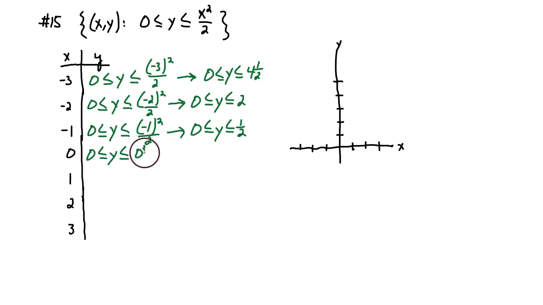Fill in 0. And let's see what this makes. 0 is less than or equal to y, which is less than or equal to 0. What is this really saying that y is equal to? This really means y equals 0.